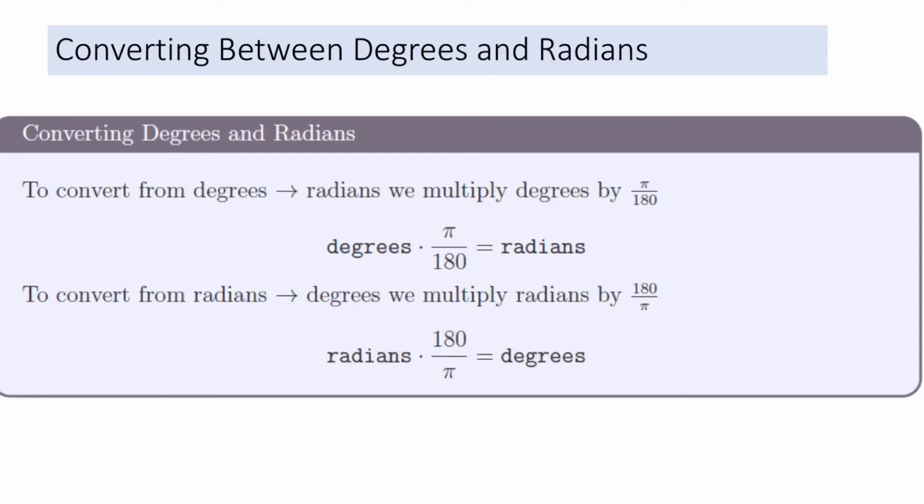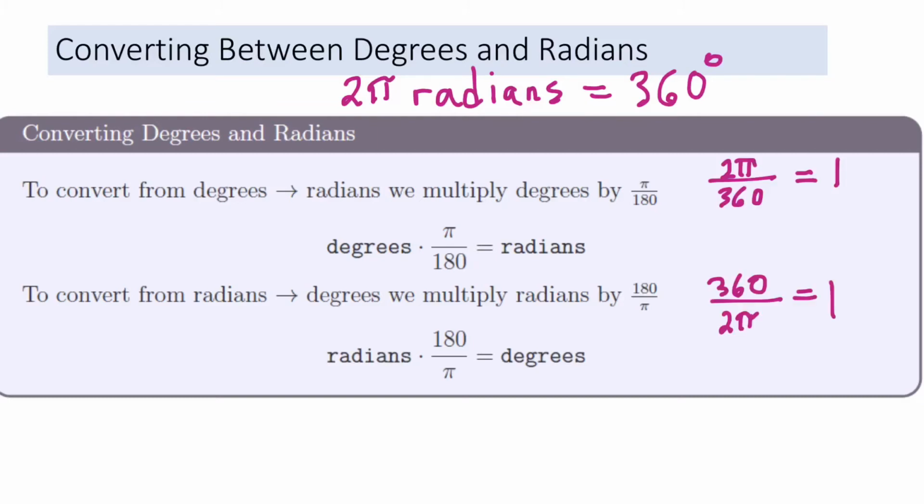We already established that our equivalency between degrees and radians is 2 pi radians equals 360 degrees. So I can form a fraction that's equivalent to 1 by writing it like this or like this. We call these conversion factors, and you've seen some of that in chemistry. When you want to convert between units, you have to come up with a fraction that gives you a 1 so that you can multiply by what you have originally without changing the magnitude of it. You're just changing the units.